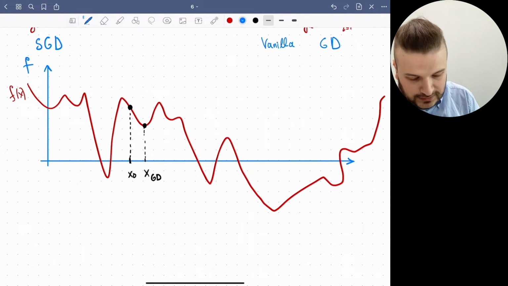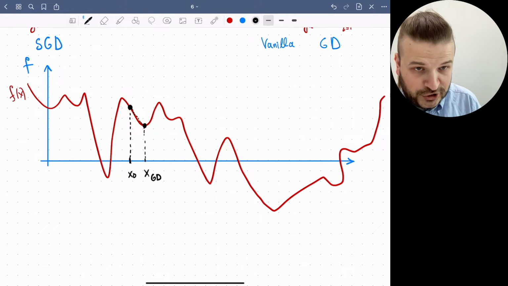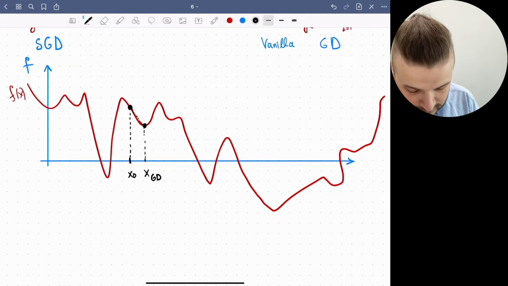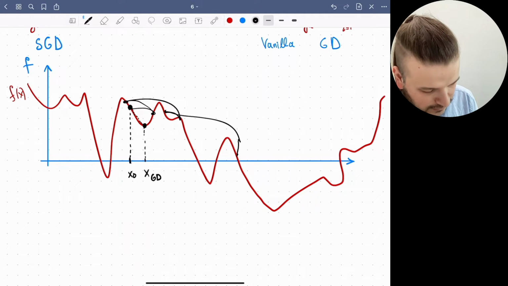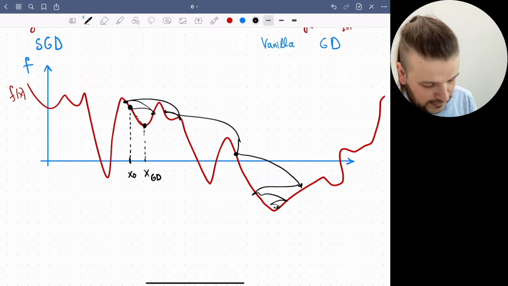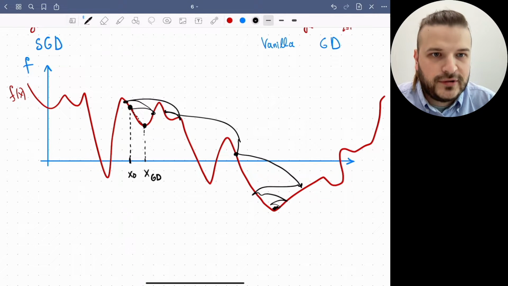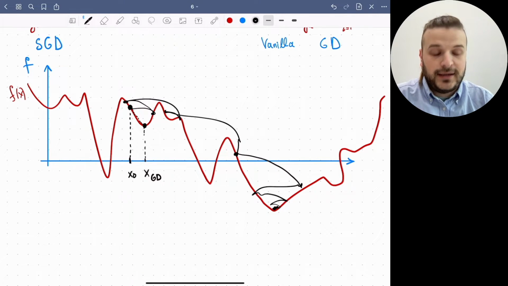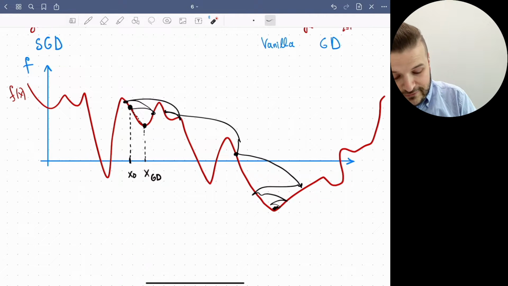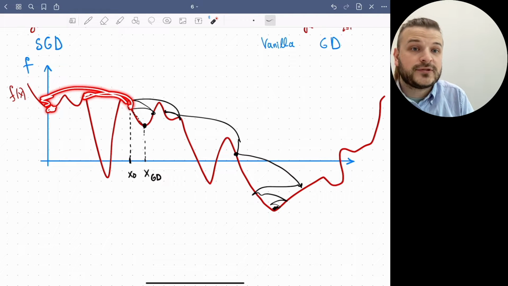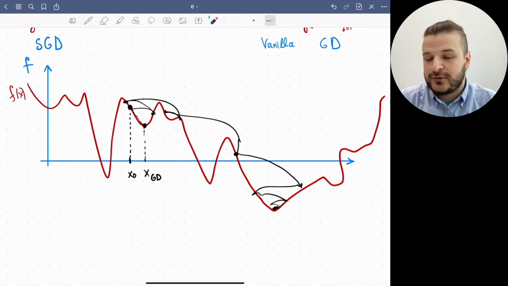The intuition is this: the gradient descent trajectory will be something like this, but the SGD trajectory could be something like: go here, and then here, and then here, here, here. It also could be worse, like the final minimum could be worse than in gradient descent. For example, it could have gone somewhere here, and this minimum is worse than the previous one, but it could be the opposite way, right?